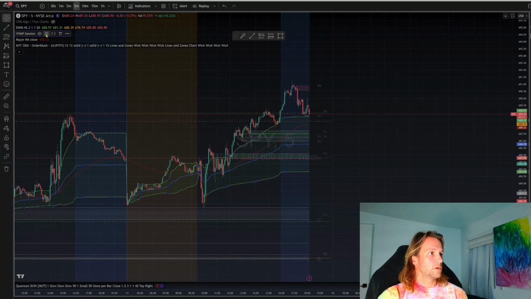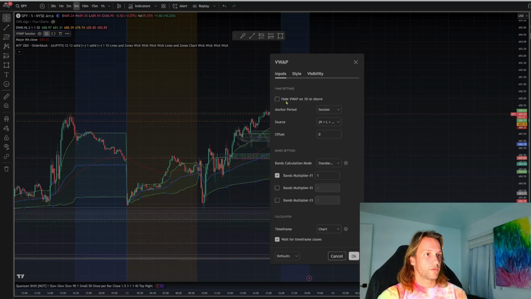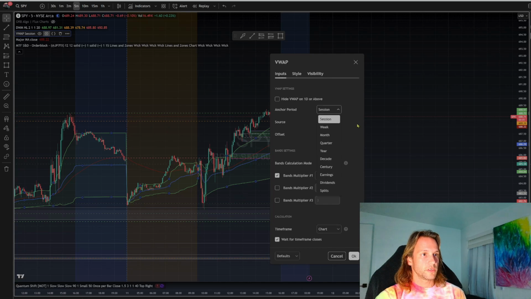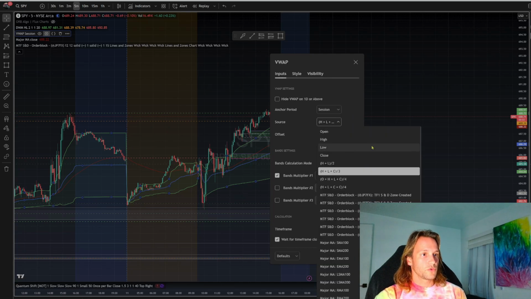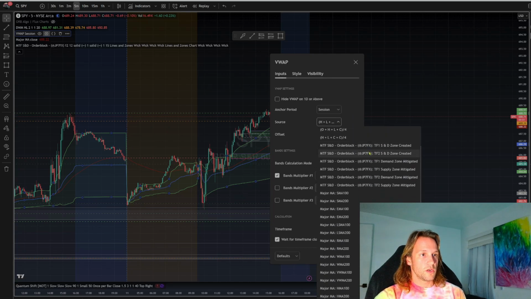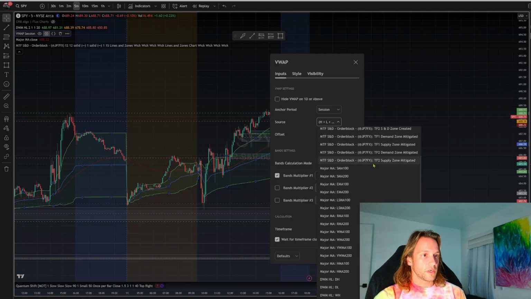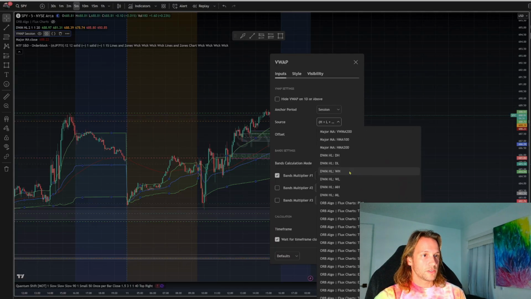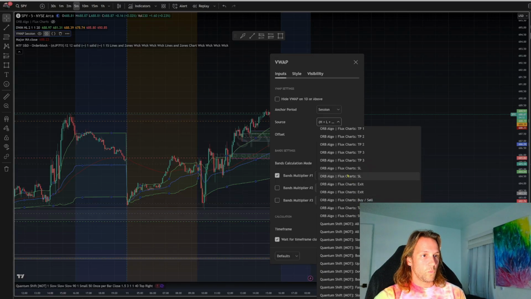I'll go over some of the other VWAP settings we have in here. So you can hide 1 day or above. You have this based in sessions, weeks, months, quarters, years, decades, centuries, earnings, dividends. Your sources can be highs, lows. It can use other indicators, use your EMAs, your weekly highs, weekly lows, daily lows. Work off of my other ones, off of my ORB charts, off of my Quantum Shift one.